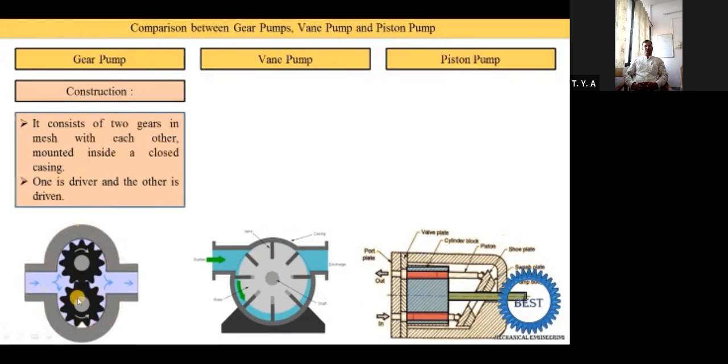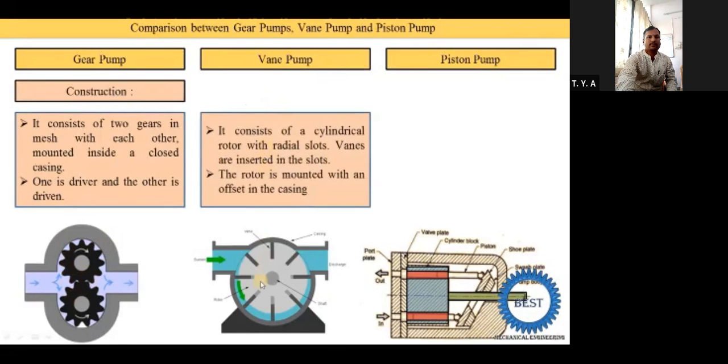These gears are either spur gears or helical gears, and they are in mesh. Here you see that two gears are in mesh. Out of these two gears, one is the driver and another is the driven. Means one gear is rotated by using the prime mover. Prime mover means it is either electric motors or IC engines, and the second gear is rotated due to meshing with the driver gear.